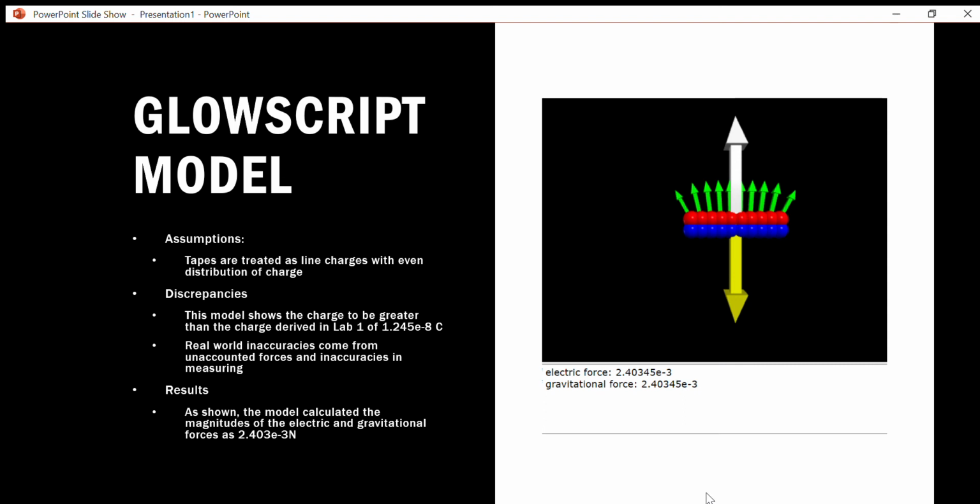And this is a discrepancy between Lab 1 and Lab 2, where I found the charge was 1.245 times 10 to the negative 8th coulombs in Lab 1. And then any other discrepancies between the real world and my model just come from things like unaccounted forces and inaccuracies in measuring that I made. And then overall, my results showed the gravitational force and the electric force have equal magnitude of 2.403 times 10 to the negative 3rd newtons.